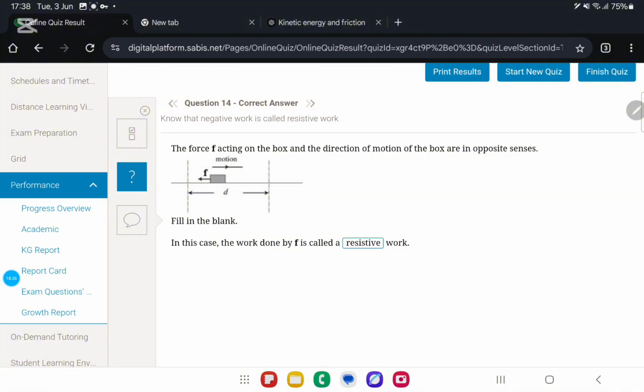Now, the force F acting on the box and the direction of motion of the box are in opposite senses. Opposite, keyword opposite. Remember, motive, you see the keyword same. Resistive work, you see opposite, you know it's resistive. Immediately, you know that it's resistive. So in this case, the work done by F is called a resistive work. See, the opposite directions.